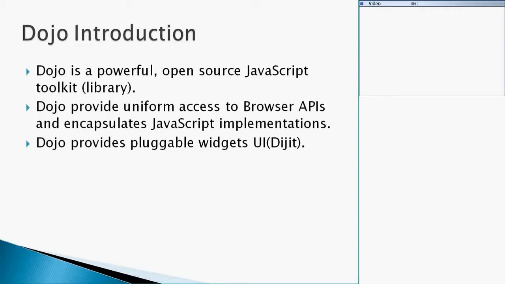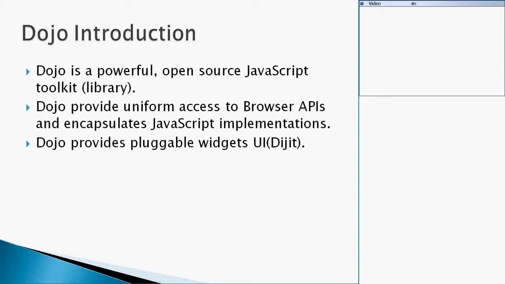Then it provides you uniform access to all browser APIs, because most browsers have different implementations of ECMAScript, which is the standard language for JavaScript. So we call a Dojo function, and Dojo internally takes care of which exact function to call as per the browser. That saves us a headache.